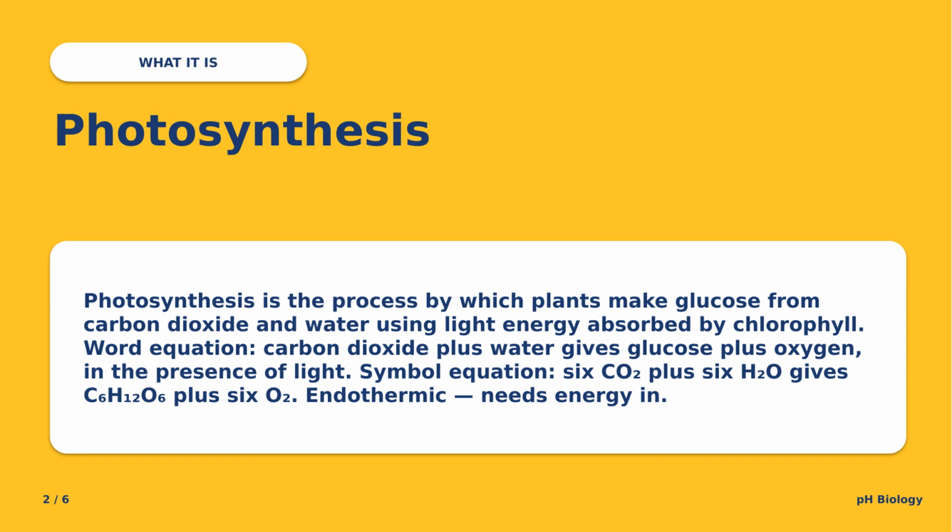Photosynthesis is the process by which plants make glucose from carbon dioxide and water using light energy absorbed by chlorophyll. Word equation: carbon dioxide plus water gives glucose plus oxygen in the presence of light. Symbol equation: 6CO2 plus 6H2O gives C6H12O6 plus 6O2. It's endothermic because it needs energy in.